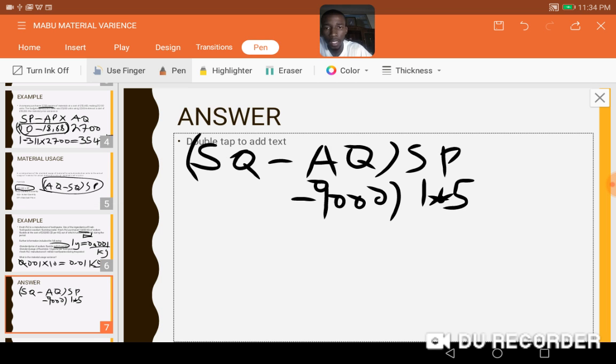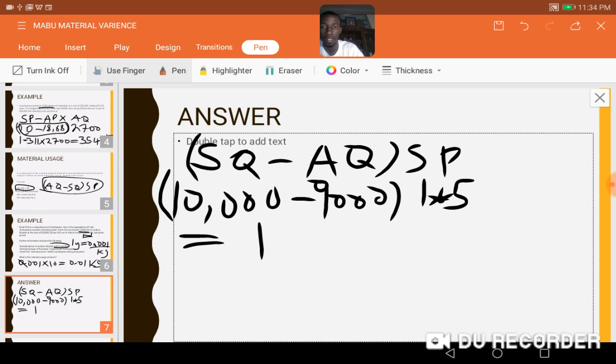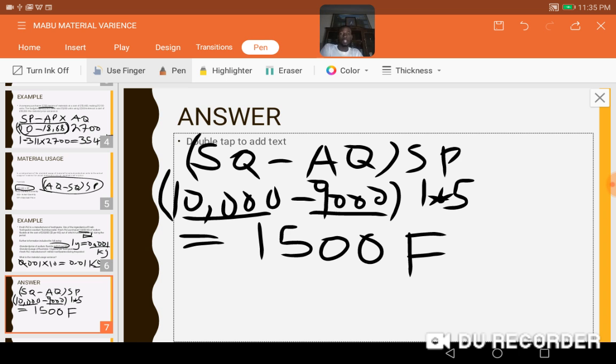Therefore, it's going to be 10,000 minus 9,000, it's going to be 1,000 obviously. And 1,000 times 1.5 is going to be 1,500. Is it favorable or adverse? Because we actually used less than what we expected to use, it means it's going to be favorable. That's it with the usage variance.